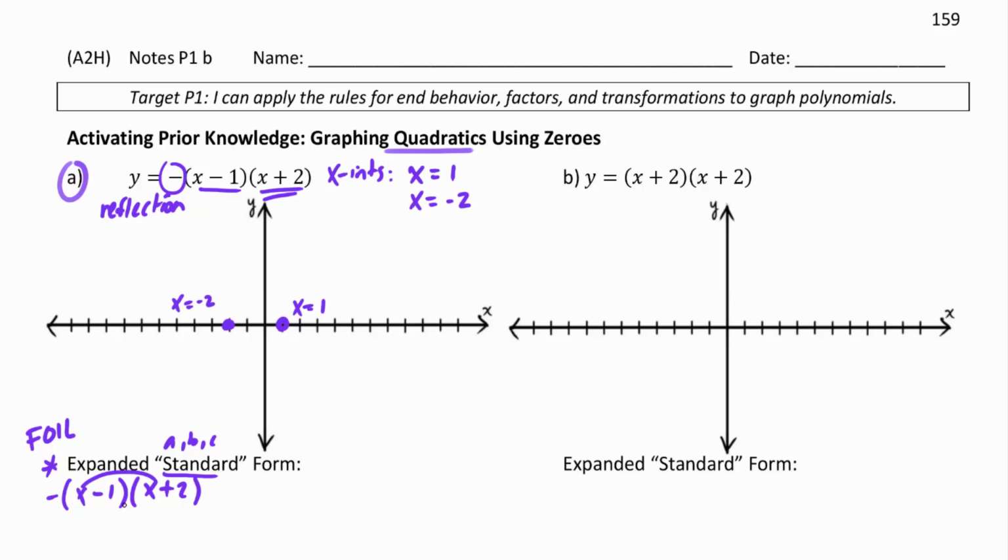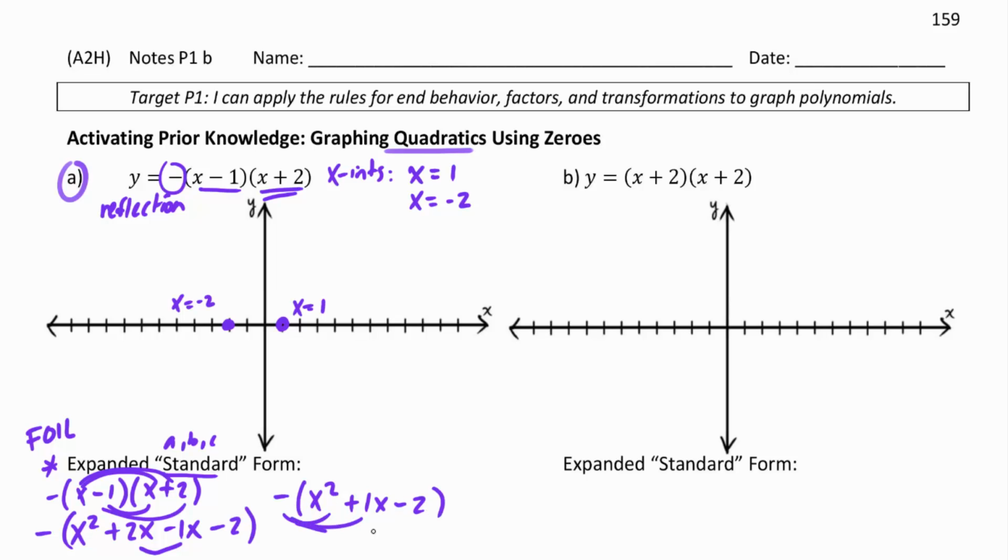So foiling this, I have x times x, which is x squared. I have x times 2, which is plus 2x. The inside terms make minus 1x, and then the last terms make minus 2. Now keep in mind that whole thing is wrapped in parentheses with a negative in front. If I combine these two terms in the middle, I have the negative, I have my group of x squared. These two things make plus 1x, because a positive 2 minus 1 is 1. And then I have minus 2 as my little coefficient, my baby, at the end of this format.